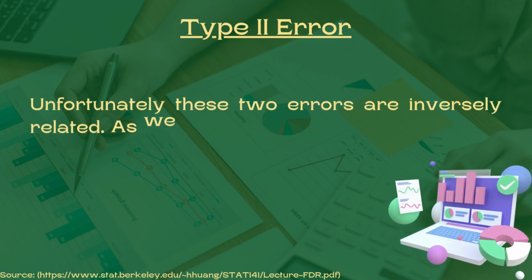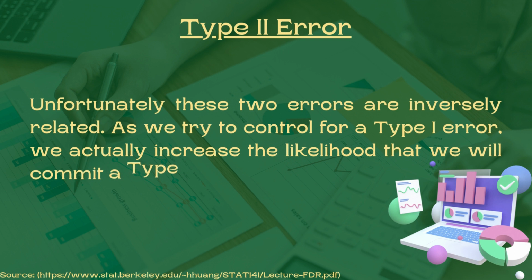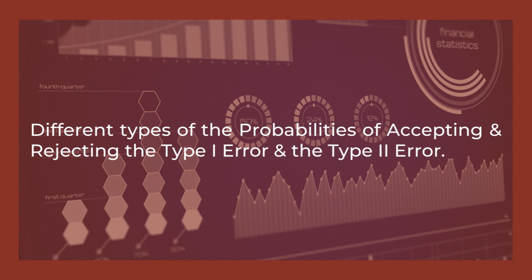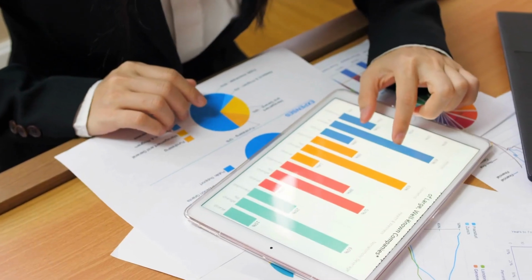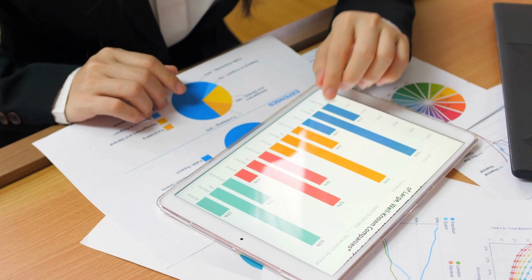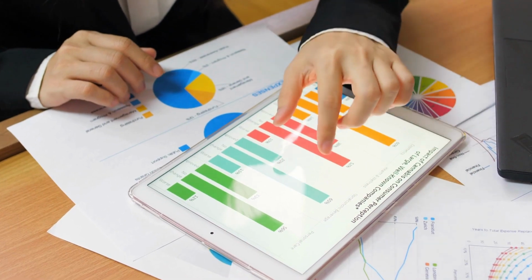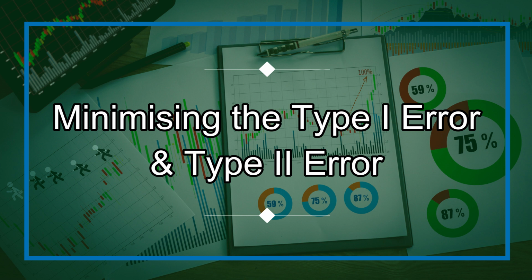Unfortunately, these two errors are inversely related. As we try to control one type of error, we actually increase the likelihood that we will commit a type 2 error. It means we should try to understand the different probabilities of accepting and rejecting the type 1 error and the type 2 error, and we should try to raise the level of significance in statistics. With the help of that, we will have control over minimizing the type 1 error and type 2 error.